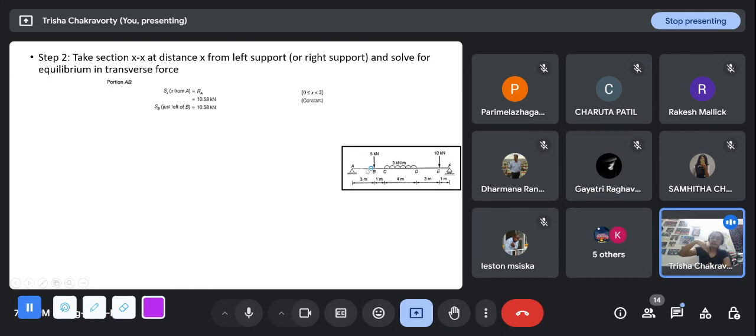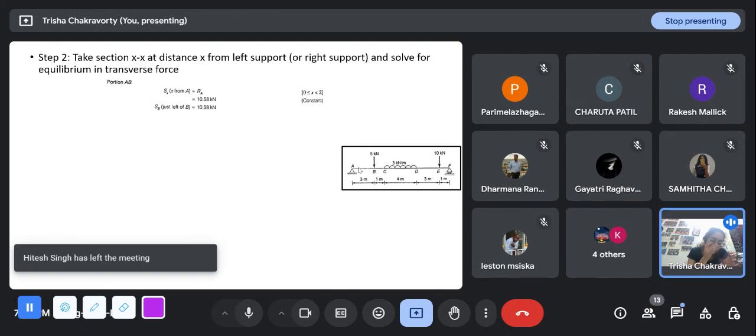So what is the force? If I'm walking from the left side, just look at the forces that I've encountered on my left. I have encountered one RA in the upward direction, that is 10.58, and that is the shear force. So 10.58 is the shear force at any point in this zone, because wherever I stop after crossing A and before reaching B, I have only one transverse force, which is 10.58 or RA. And that is the shear force in the zone AB.